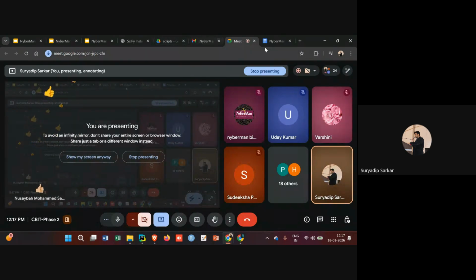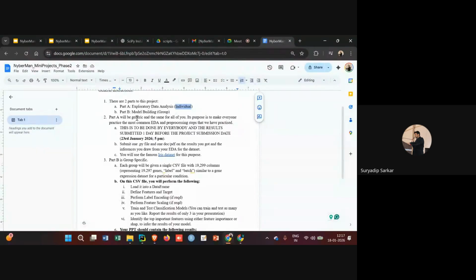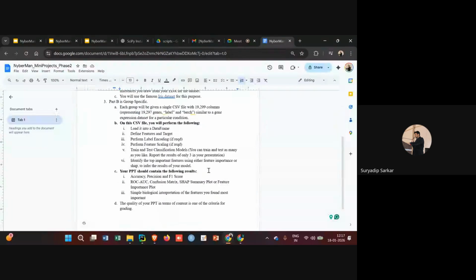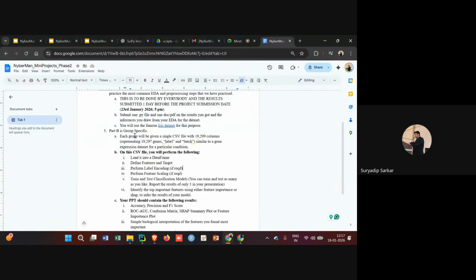Now for part B, this is where you will work with actual gene expression data and you will build some models. So each group will be given a single CSV file. The file will contain 19,299 columns. I have already done the RNA-seq part of it, and I have prepared the data set and made it ML ready for you guys, so that you guys don't spend too much time doing that, since we have a very short time span. I have already done that, and you will receive a single CSV file with 19,299 columns.